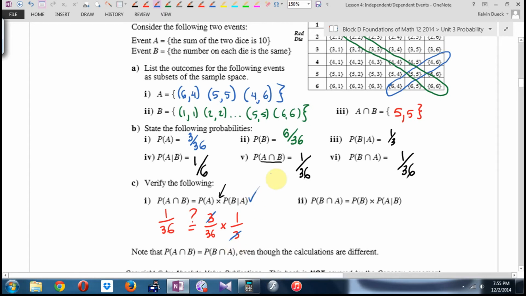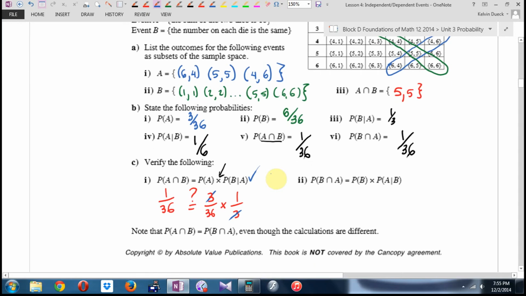Verify the following. The probability of B and A. Again, we're saying show that and means times. We said this is 1 out of 36. Does that equal the probability of B, 6 out of 36, times the probability of A given B, 1 out of 6? Again, wonderful. The 6's will cancel, and I get 1 out of 36 equals 1 out of 36. So this one works too.